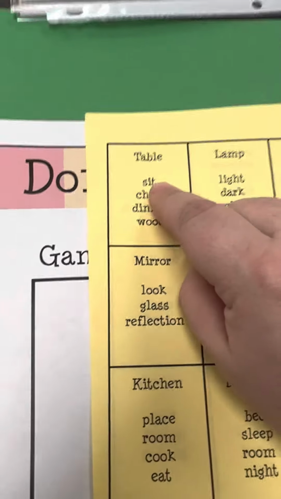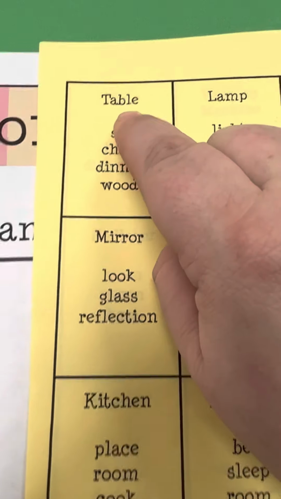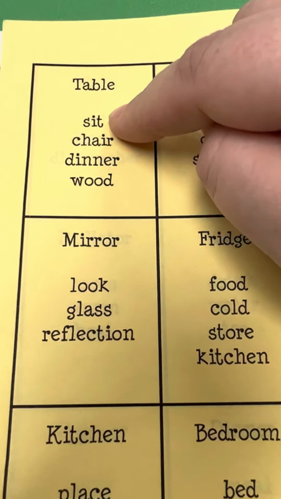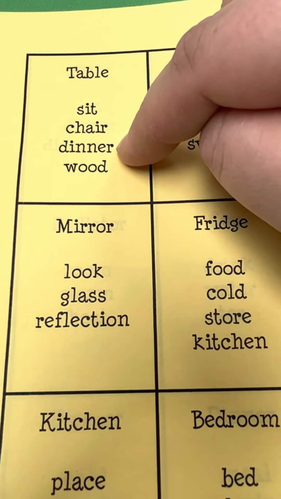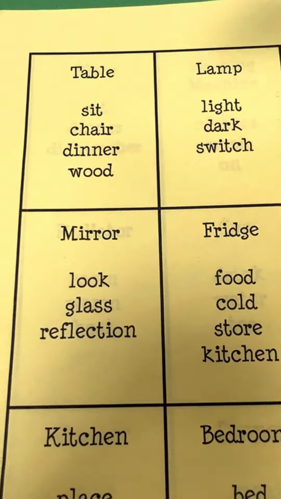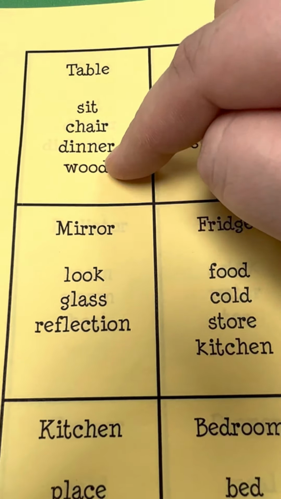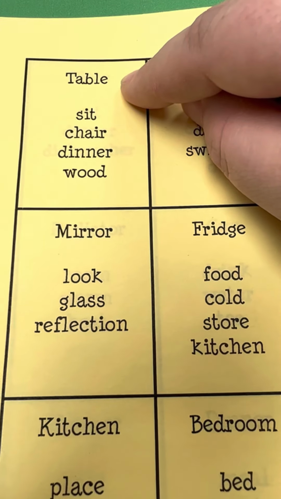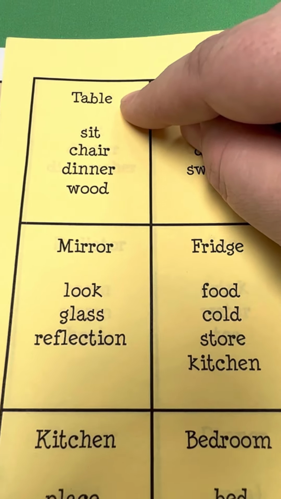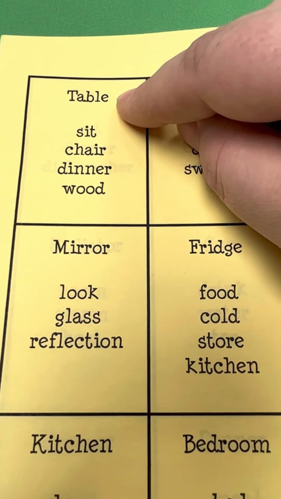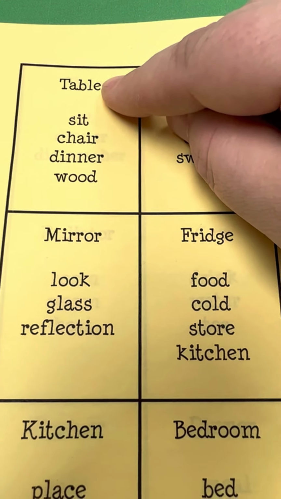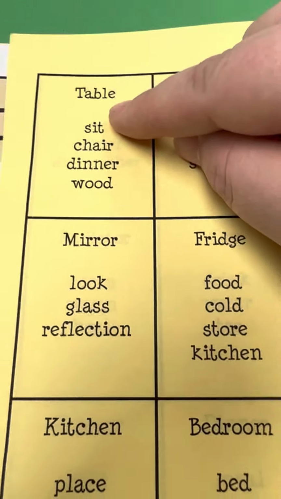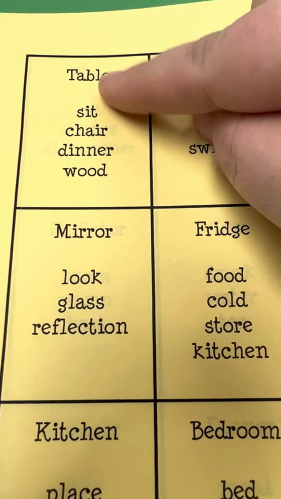So let's say that I want to say the word table, or I want my partner to say the word table. Well, I can't say the word sit, chair, dinner, or wood. That makes this really, really hard. So I might say, this is a rectangular piece of furniture where people eat breakfast. I might also say that it rhymes with fable. And so then the other person has to try to guess table.